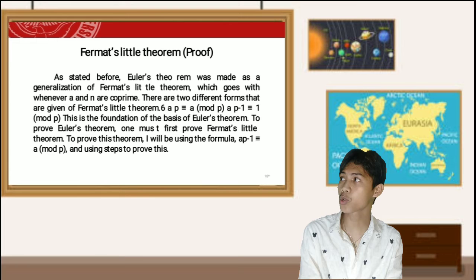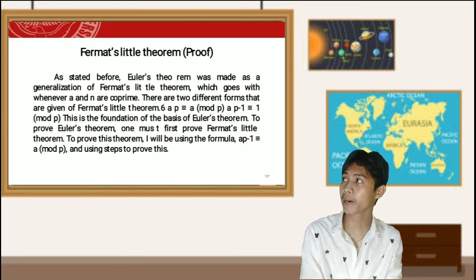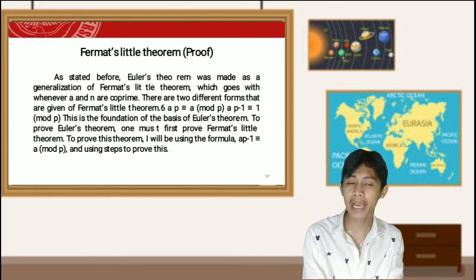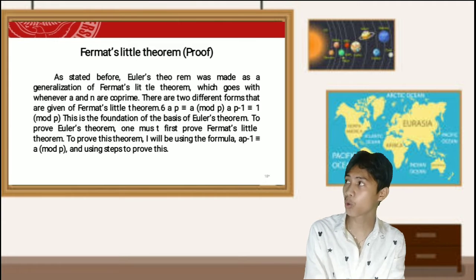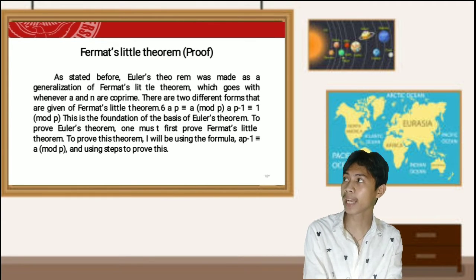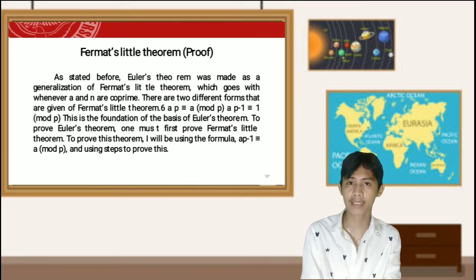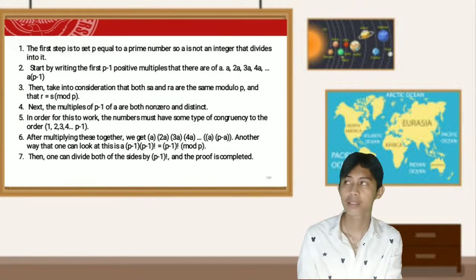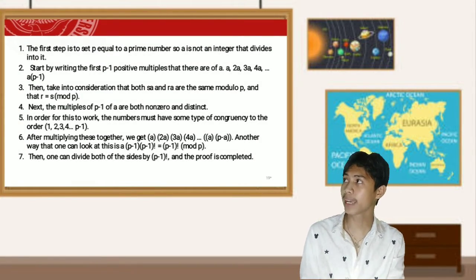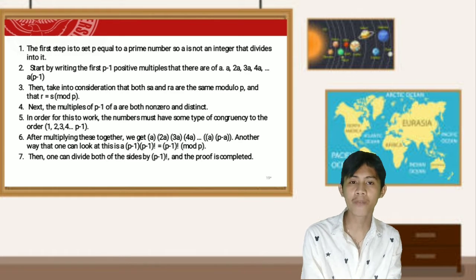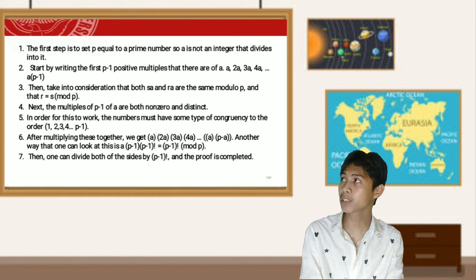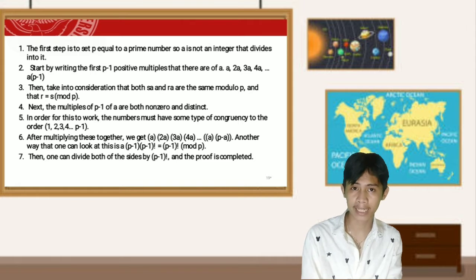To prove Euler's theorem, one must first prove Fermat's little theorem. So, to prove this theorem, I will be using the formula a^(p-1) is equal to 1 mod p and using steps to prove this. The first step is to set p equal to a prime number, so a is not an integer that divides into it.